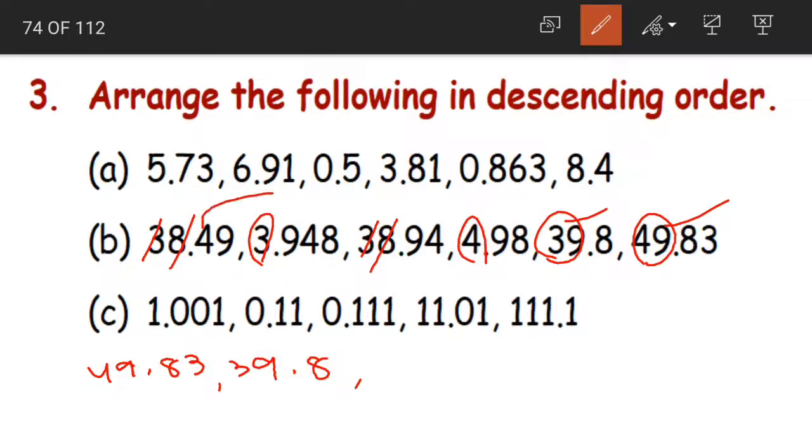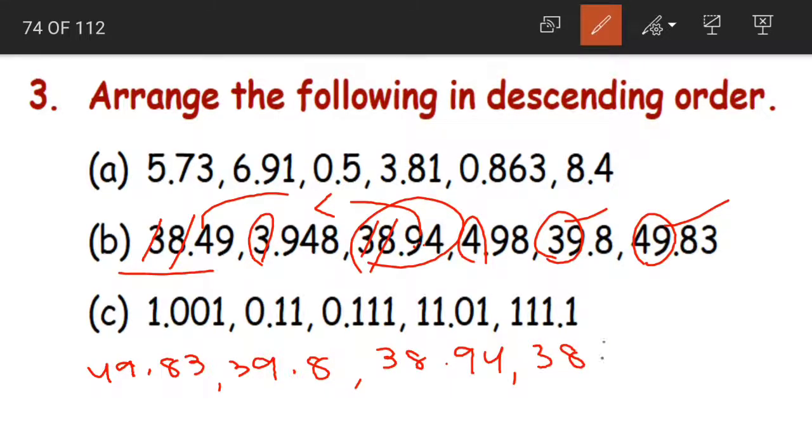Now we go to the next digit, 4 and 9. Which is the greater one? 9 is the greater one. 4 is less than 9. So 38.49 is less than 38.94. So 38.94 becomes our next greater number. Then we have our 38.49.